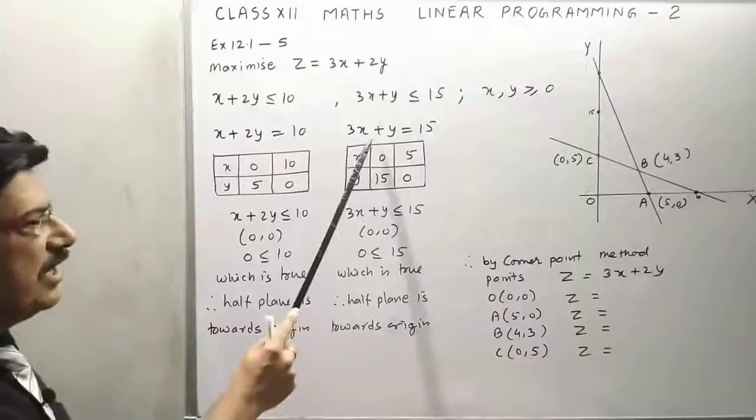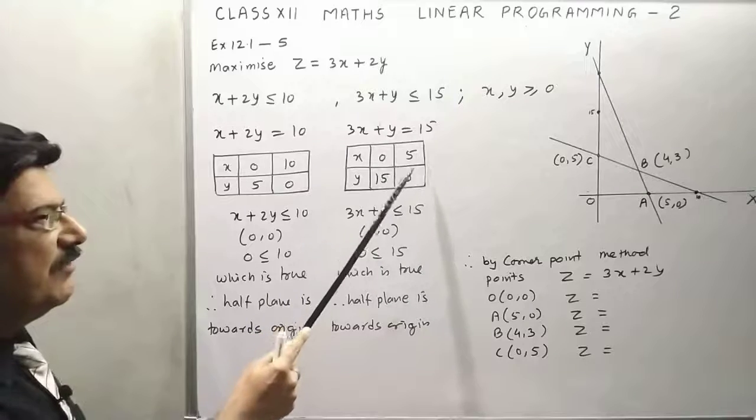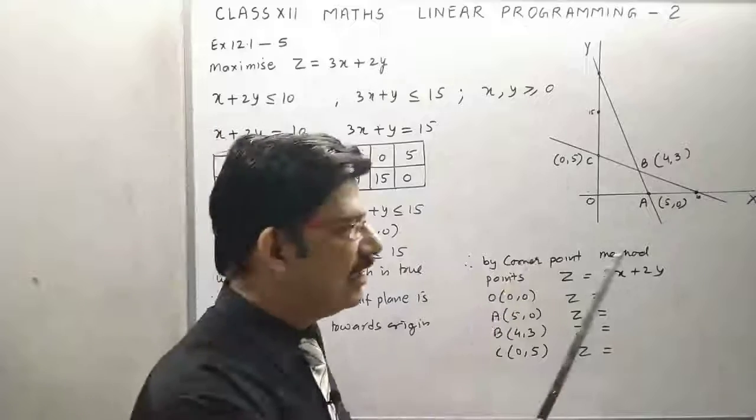Now the second equation, you can take another: (0, 15). When x = 0, y will be 15. When y = 0, x = 5. So these are the 2 points again. You can draw the graph.